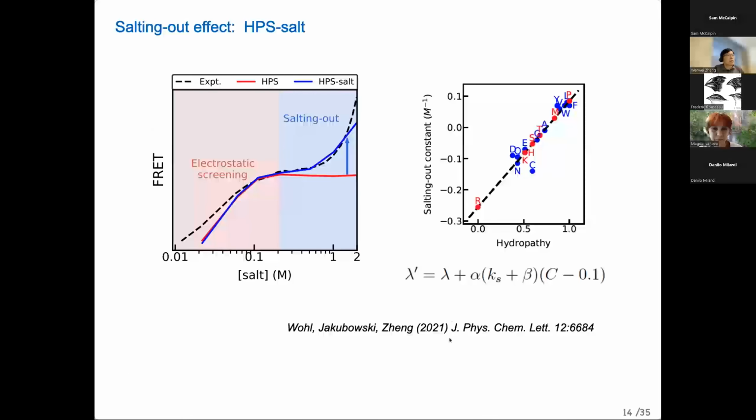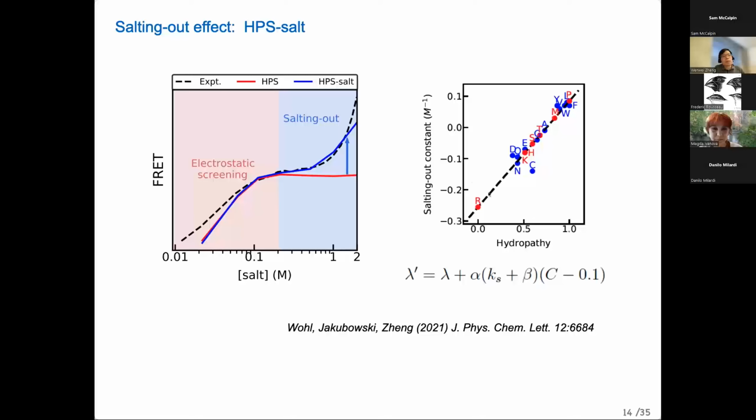So the first is the salting-out effect. The salting-out effect is just to say that usually for salt, there can be two different regimes. At low salt concentration, we usually see electrostatic screening that can be captured by simply a Debye-Hückel screening exponential equation that we can use combined with the Coulomb interaction. And the second part is the salting-out behavior.